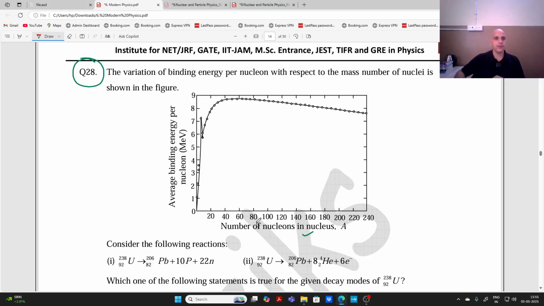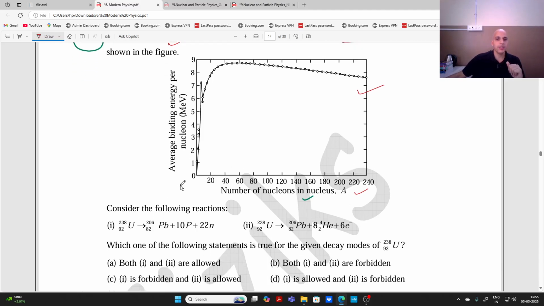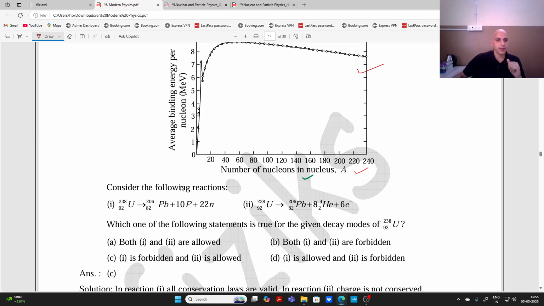So the question is the variation of binding energy per nucleon with respect to the mass number of the nuclei, as shown in the figure. We know very well this side is binding energy per nucleon and this is the mass number A. We have discussed this graph in detail in the lecture that is exclusively about the binding energy per nucleon. Now the question is, consider the following reaction.